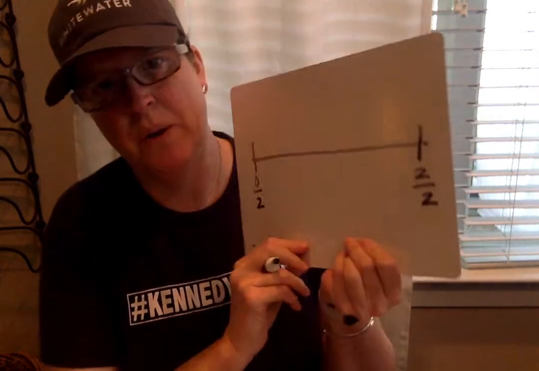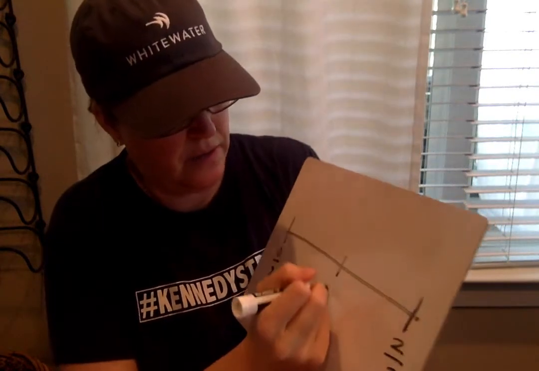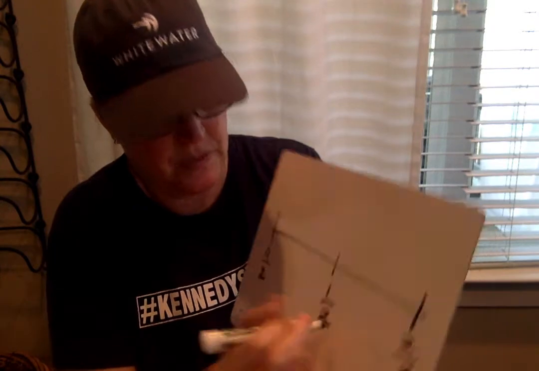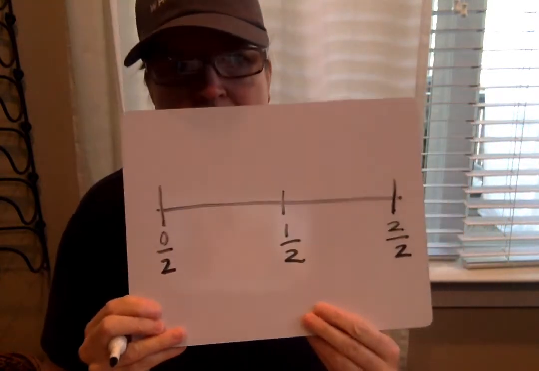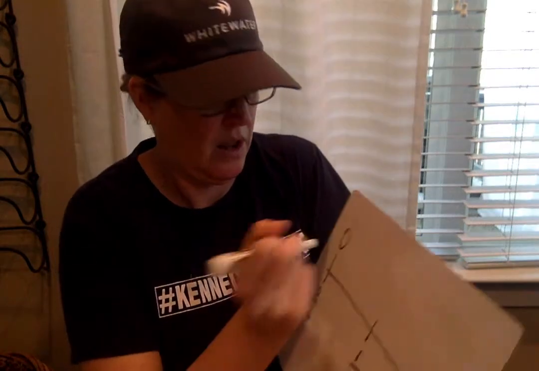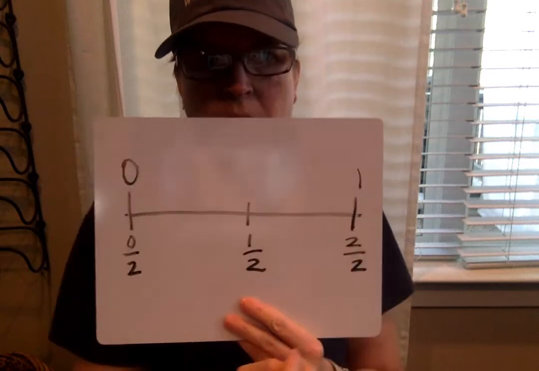And I'm going to break apart my fraction number line in 2 different ways. First of all, I'm going to break it into halves. So I'd have 0 halves and 2 halves. And we know halfway between that, we're going to write 1/2, right? So now you have halves. Now you know 0 halves is equal to 0. And 2 halves is equal to 1 whole, okay?